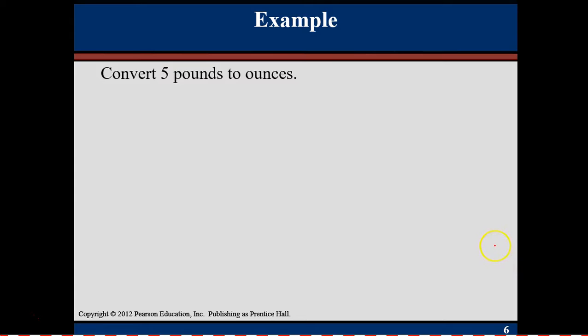If you want to go pounds to ounces, I know there's 16 ounces in 1 pound, and I want to go to ounces, so ounces will need to be up on the top with pounds down in my denominator, and I'm converting 5 pounds. I have a visible 1 underneath my 5 pounds. Multiply straight across. Pounds will divide out, and I'm left with 16 times 5, which is 80. And so 5 pounds is the same as 80 ounces.